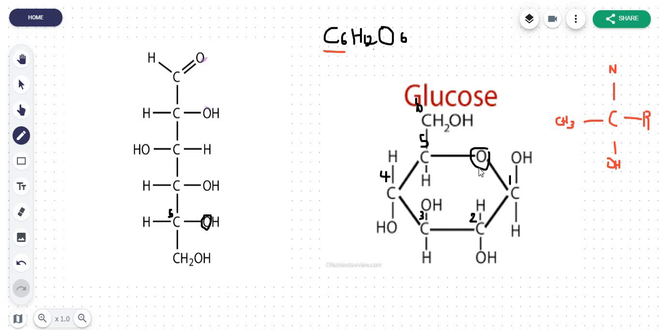So remember this, and then you can just put the relevant OH group and H group, and then you have the ring structure. It's not that difficult, okay? So just practice this up, like how to draw this up and stuff, and then you should be good to go. And then we're gonna move on with what's next.